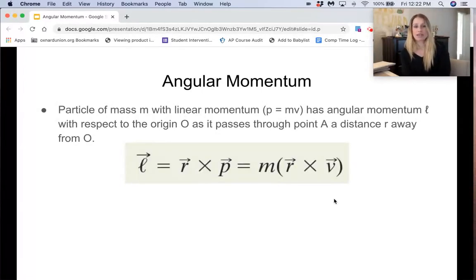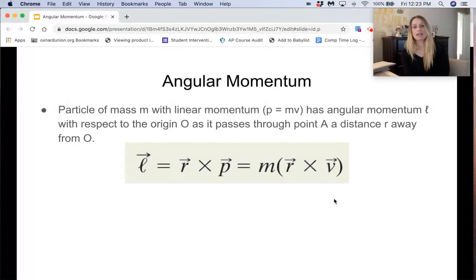So our equation that we get here is that the angular momentum L, which we can see is a vector, is going to be equal to r cross p, where r is that position vector, the distance from the origin or whatever point we're maybe rotating around or measuring from. And we have a cross product with linear momentum p, which is mass times velocity.